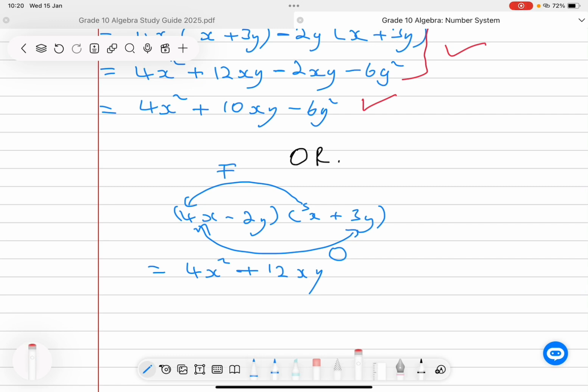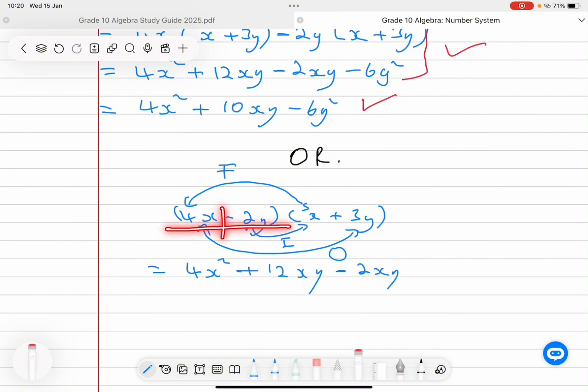Now, if I then multiply the inner terms, like if I multiply this negative 2y and this xy, these two terms are inner terms, right? Because they are here on the inside of these binomials, right? Now I'm going to multiply this by that. These are inner terms. So this will give me a negative 2xy.